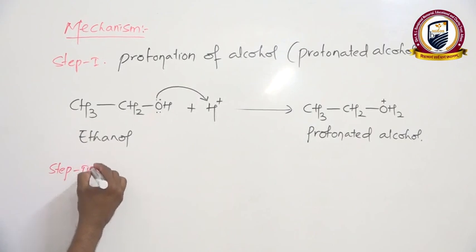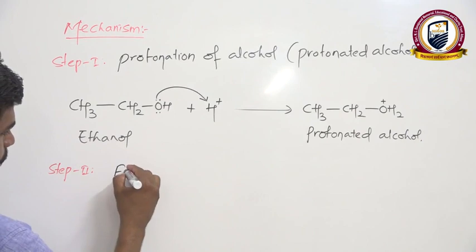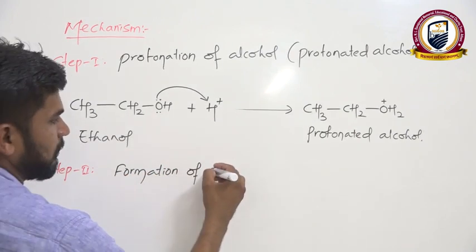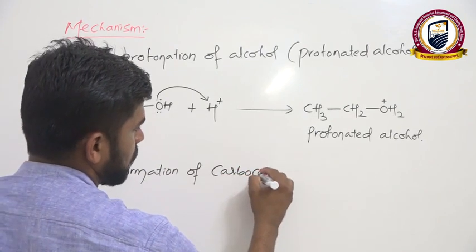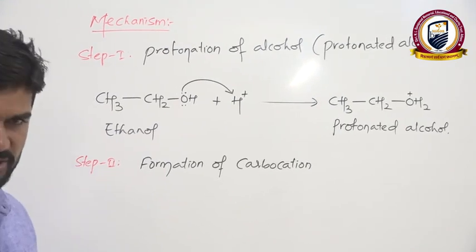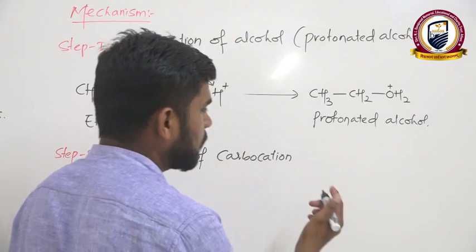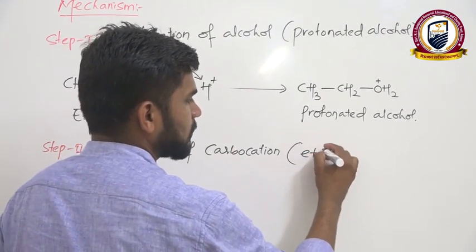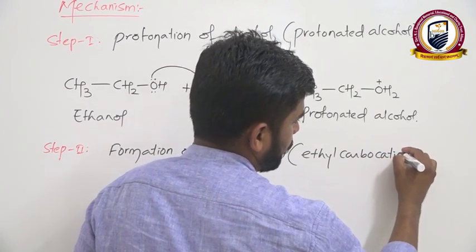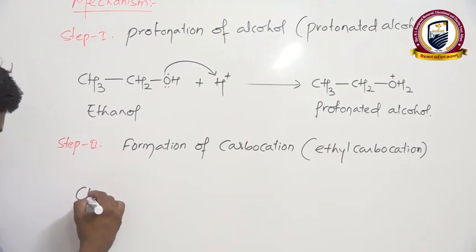Step 2: formation of carbocation. As you know, carbocation means the carbon which is carrying a positive charge. Here the compound is ethyl alcohol, therefore the formed carbocation is called ethyl carbocation.